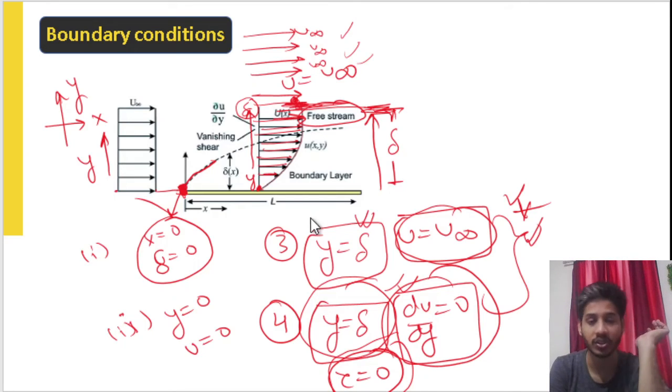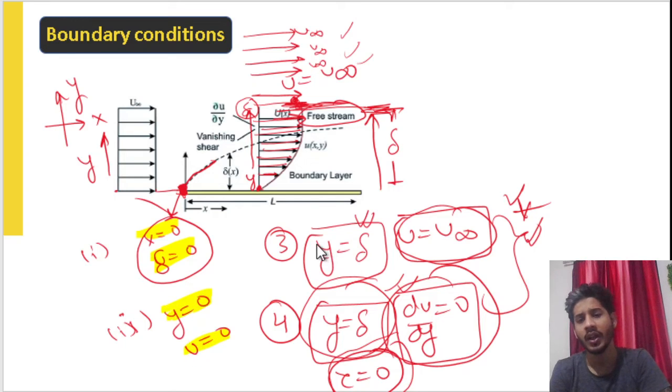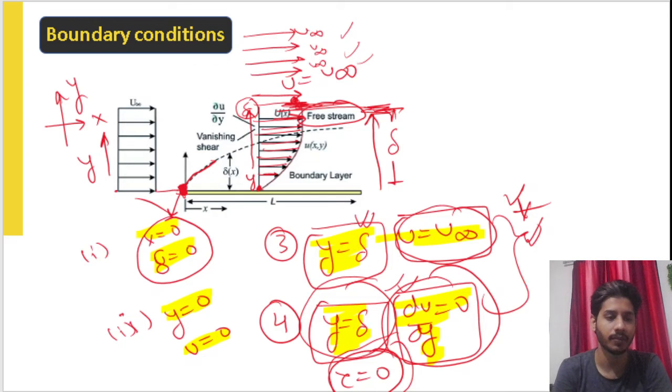These are 4 boundary conditions, very important. Please do remember them. At x equal to 0, del is equal to 0. At y equal to 0, velocity is equal to 0. At y equal to del, at boundary layer thickness, u is equal to u infinity. At y equal to del, du by dy is 0. These are 4 boundary conditions. Please do memorize them. It will help in solving the numerical portion.